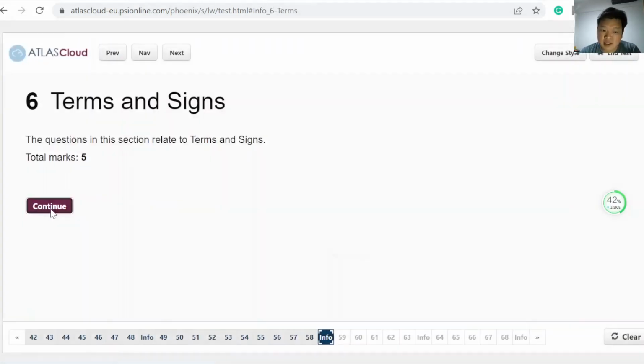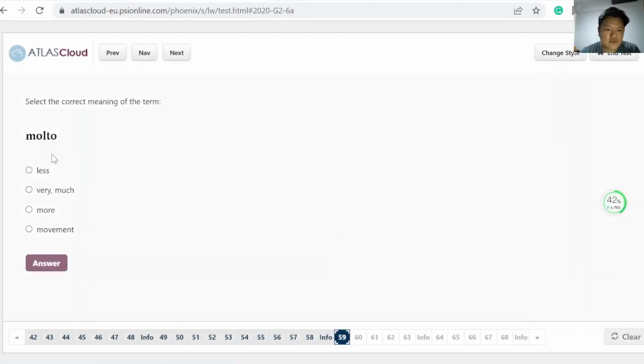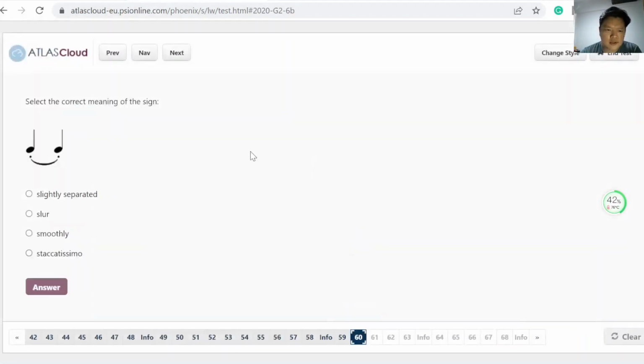Next one, term and sign. Okay, Italian term. The first one, molto means very or much. You have to memorize this here. Okay, this, you can't say it is a slur, you can't say it is smoothly, you can't say it is staccatissimo, correct? Because there's a curved line, a slur with the dots. So what we call this is slightly separate.